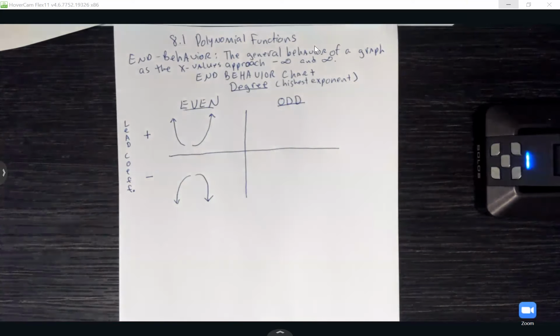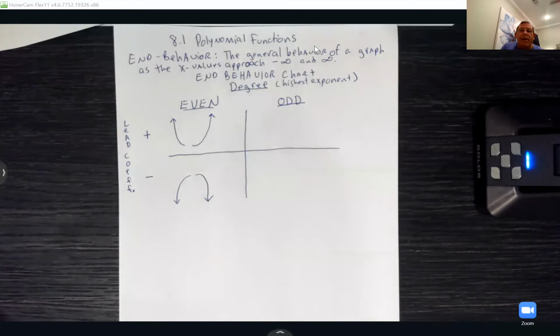What did you say a lead coefficient is? All right, let me let some in real quick.